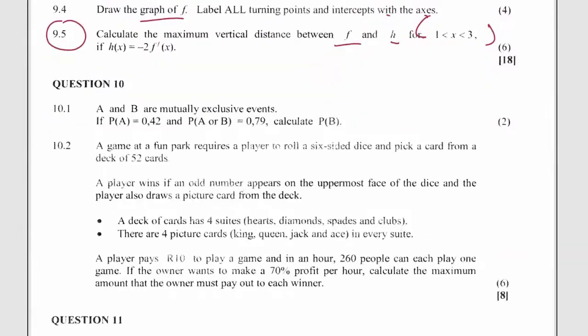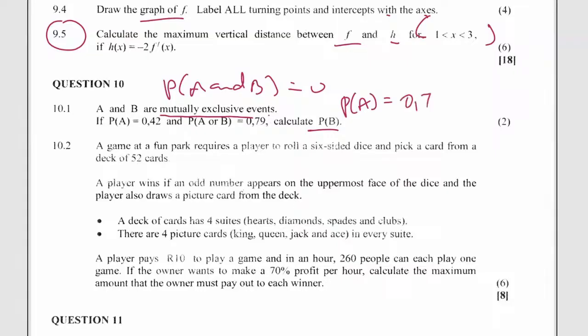Okay, then question number 10, we're almost there. They're telling us that if A and B are mutually exclusive, this simply means that the probability of A and B is 0. There's no intersection there. So they want us to get B. So for us to get B, we shall get the probability of A or B, which is 0.79, minus the 0.42, which gives us 0.37.